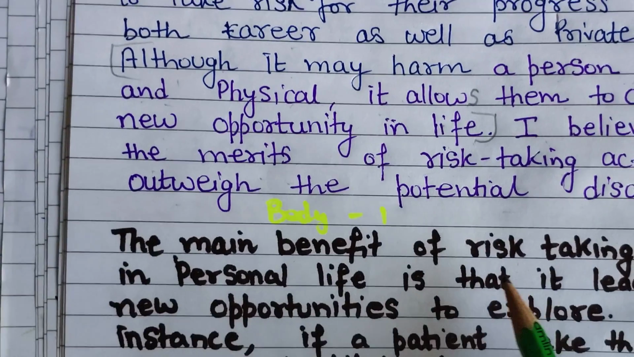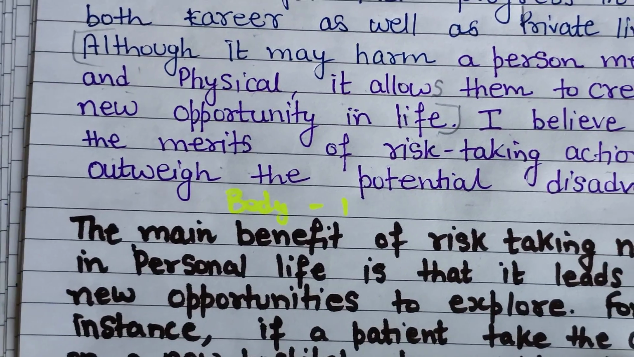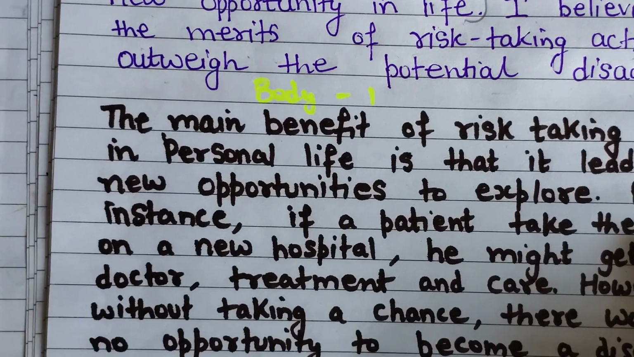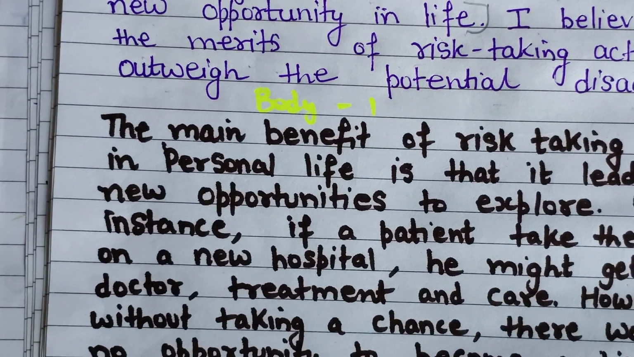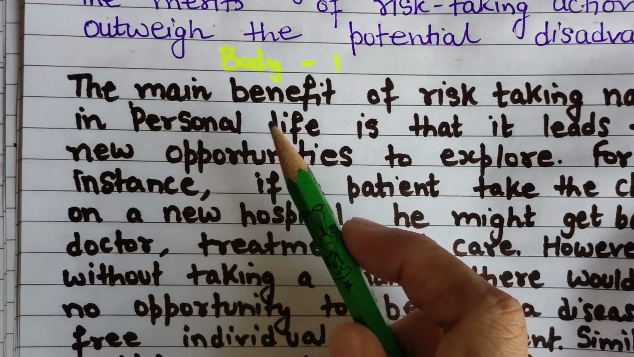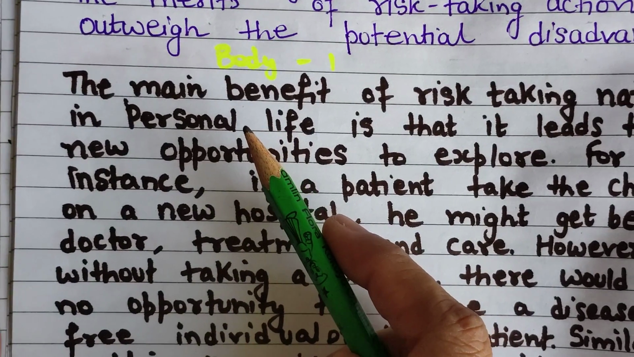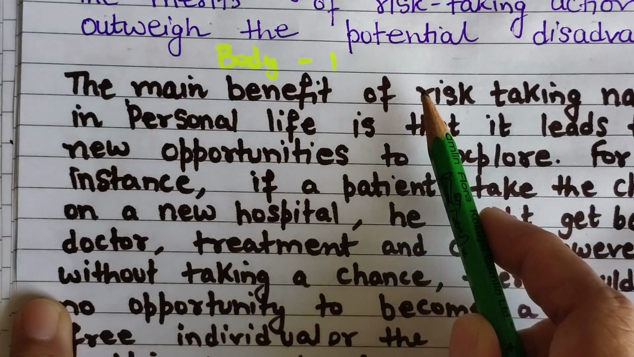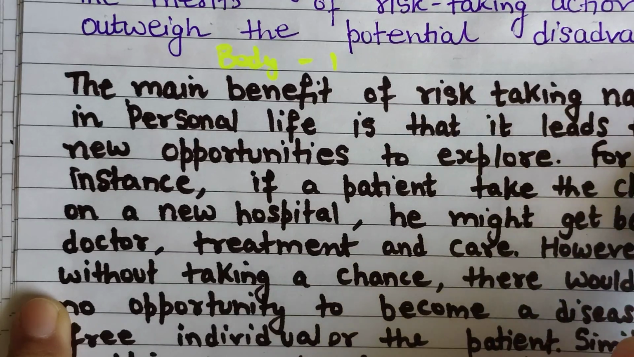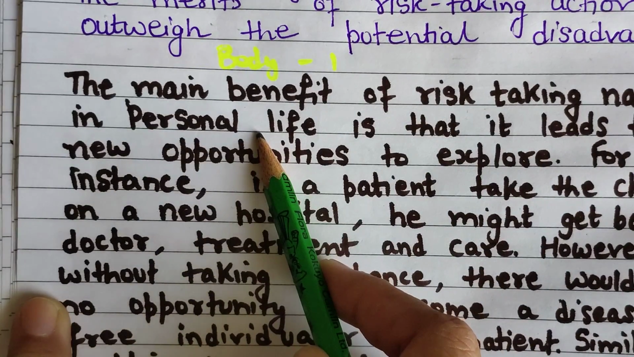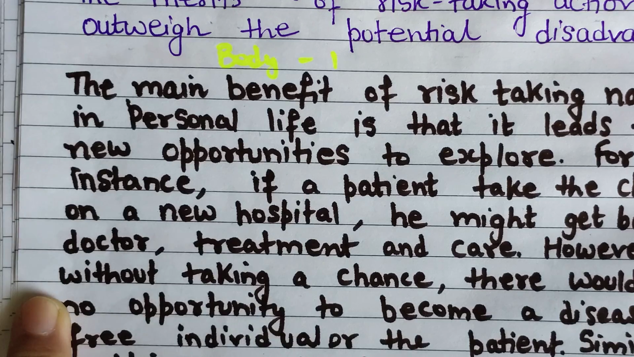Okay, now the next one is the body paragraph. How I have written it, you can always take a look. Now I'm going to write benefits first, advantages first. The main benefit of risk taking nature in personal life. So one thing I have forgotten to tell.